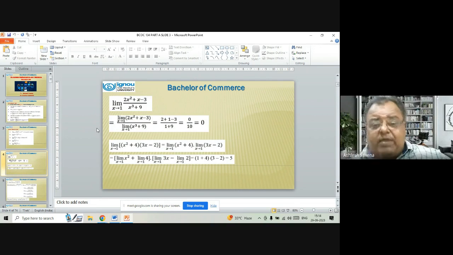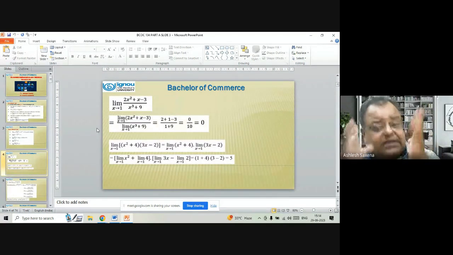The second problem is we have something, as we can see, there are two functions in the form of multiplication. The first function is x squared plus 4, and the second one is 3x minus 2. So I will be applying limits individually to both, and I will be multiplying the answer.